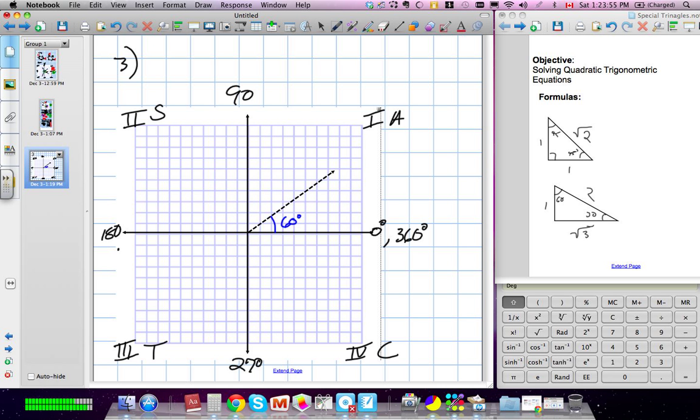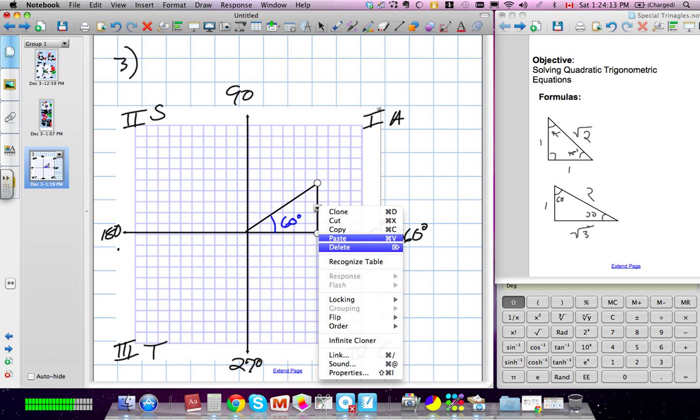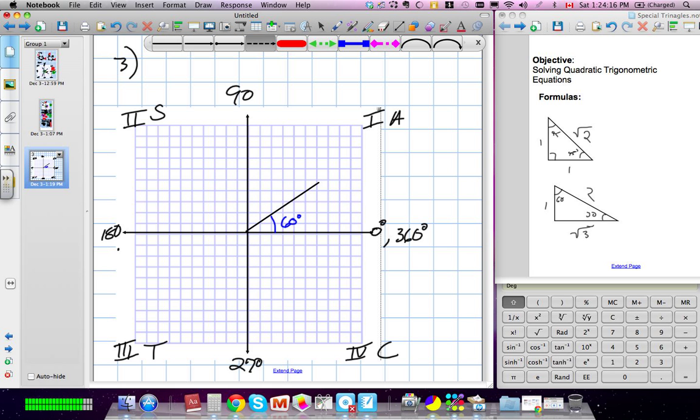Actually, I want to make this a solid line. So we have our 60 degrees. Now I can always create a right angle triangle out of that. I want that to be the dotted line. We always want to make it dead straight down to the x-axis so that we create right angle triangles. That's the whole goal, and the reason we're doing that is so we can use our special triangles to solve this stuff. So we have 60 degrees.